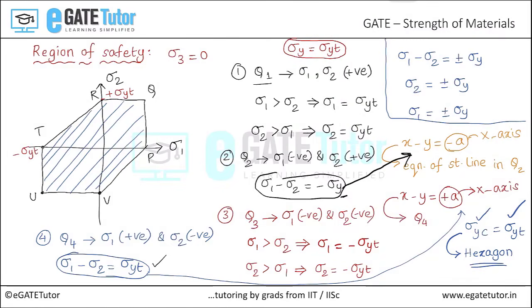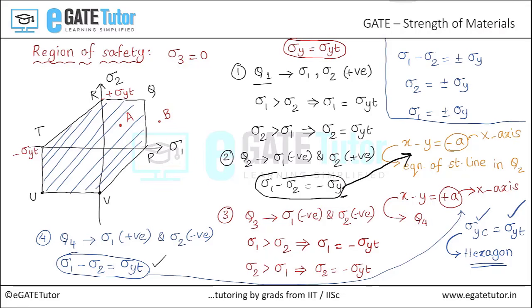If the point with coordinates sigma 1, sigma 2 lies inside the region of safety as point A, which is indicated here, the component is considered to be safe and failure may not occur. But if the point lies outside the region of safety as indicated here by point B, the component may fail.